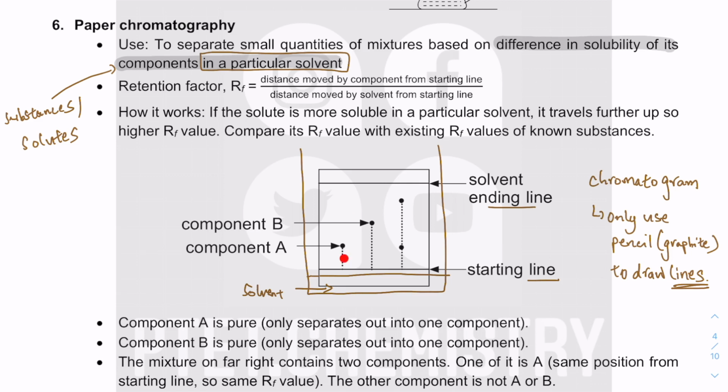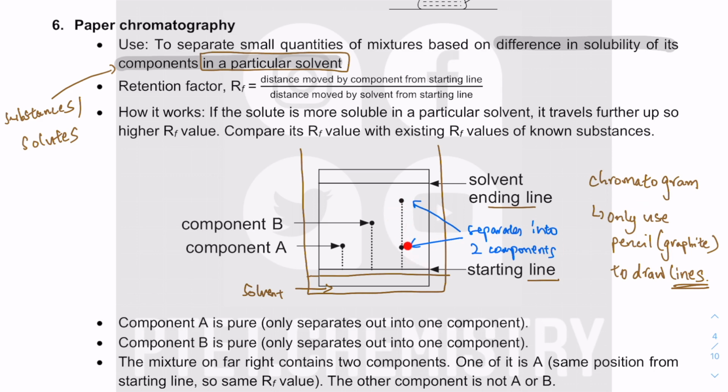So for example, if I compare A and B, this is a pure substance because there's only one dot that's separated out. This is a pure substance because there are no other dots that have been separated out. It's separated only into component B, which is just one particular dot. This is a mixture because you have two dots separated into two or more components, meaning the original dot that you put here has two substances. They have separated out, they have traveled at a different distance up the filter paper as the chromatogram shows you.